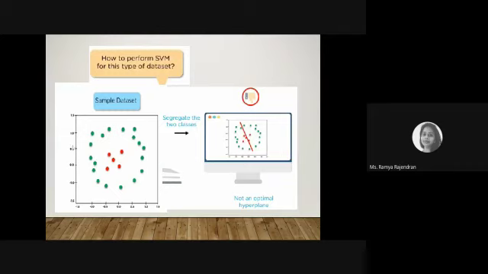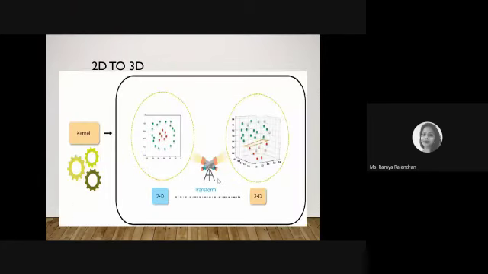Imagine you have a data set which looks like this. You have points scattered all over, with a group of red dots in the center and a group of green dots at the outer area. Here you cannot segregate these two classes using a hyperplane. Whatever you do, you cannot segregate this group with a hyperplane. In that case, you have to transform this data from two-dimensional to three-dimensional.